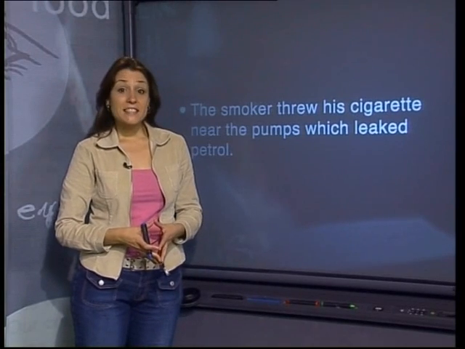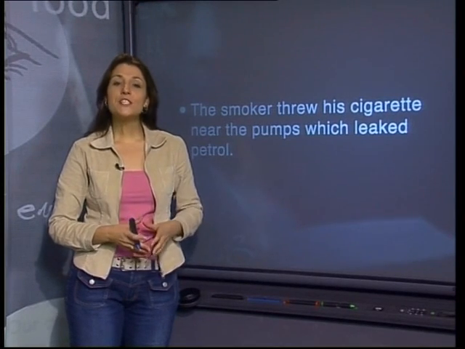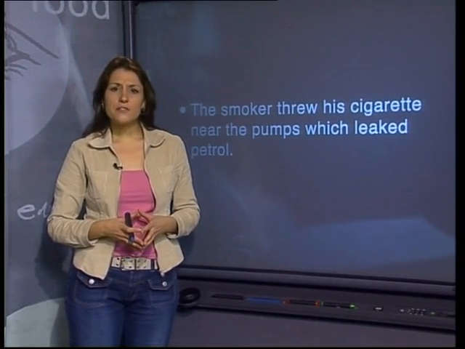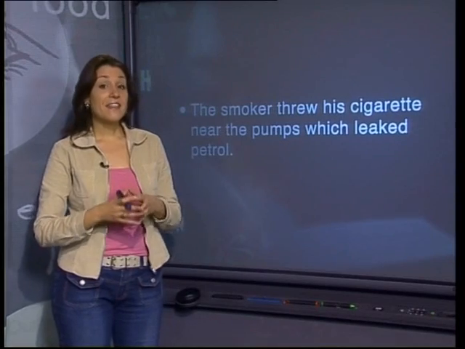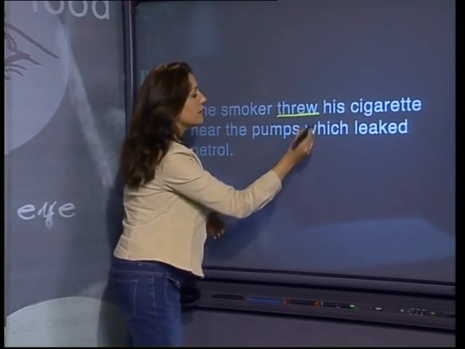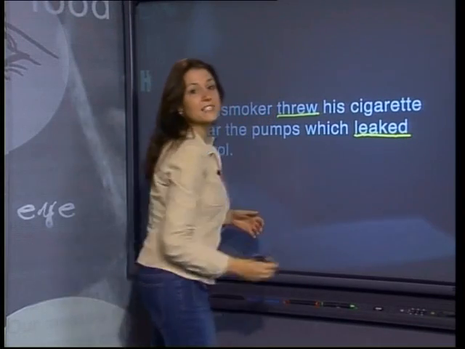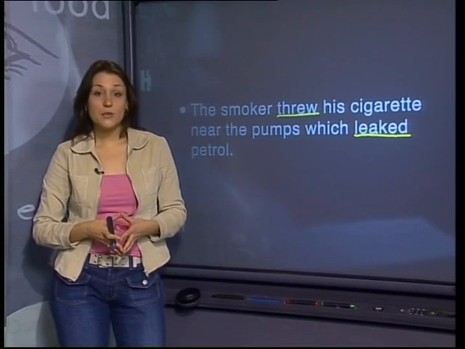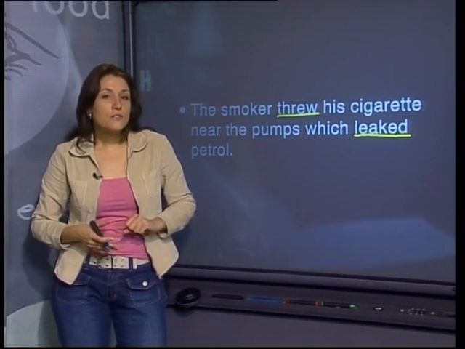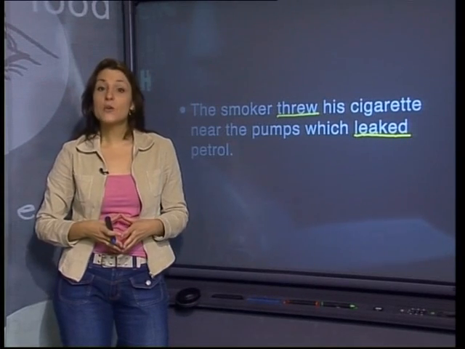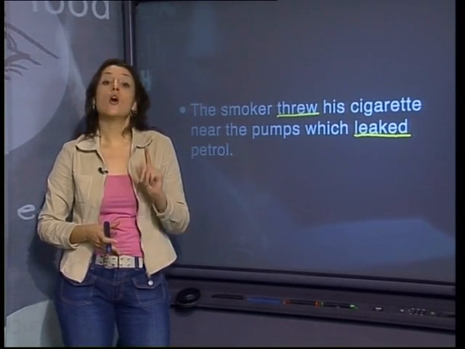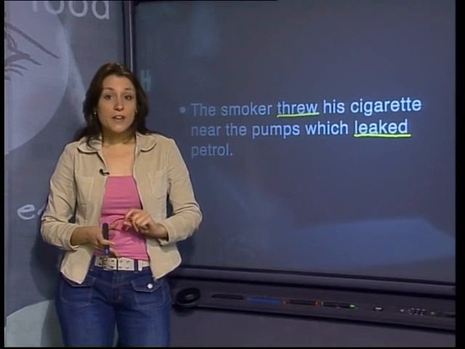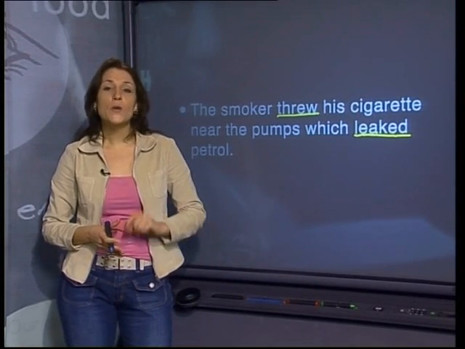Do you remember our strategy for analyzing a sentence? What do we do first? We underline the finite verbs. Where are the finite verbs in this sentence? They are threw and leaked. The smoker threw his cigarette near the pumps, which leaked petrol. If there are two finite verbs in the sentence, how many clauses will there be? Remember that there are always the same number of finite verbs as there are clauses. Two finite verbs tell us that there will be two clauses.